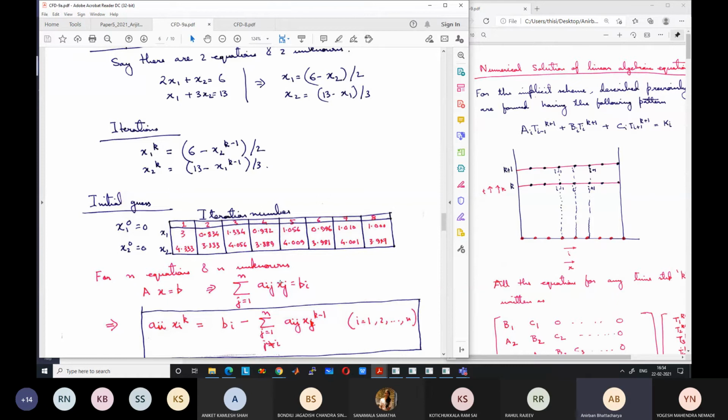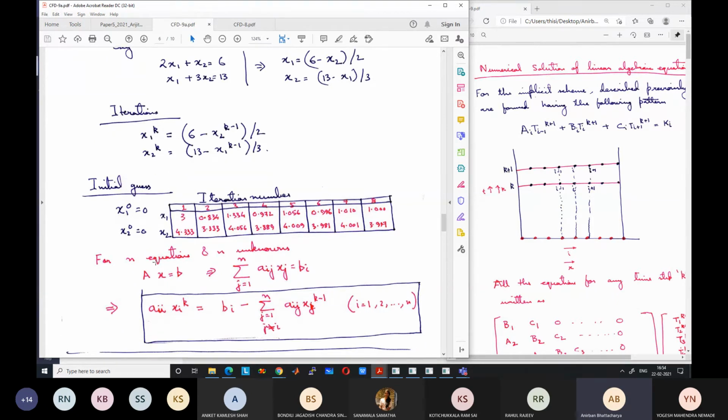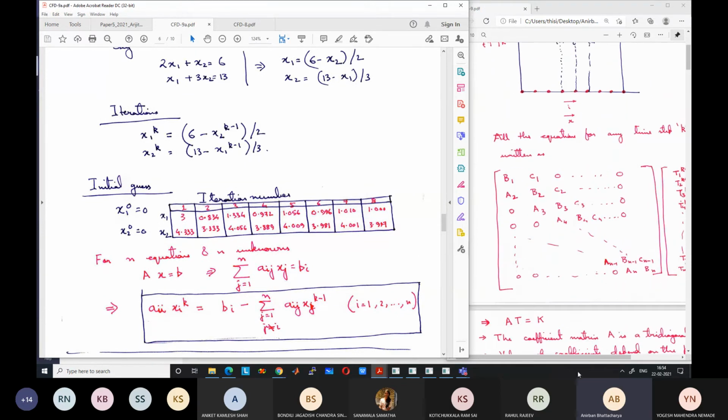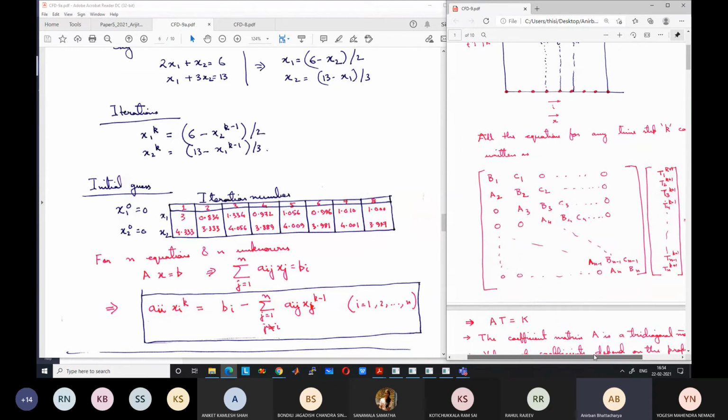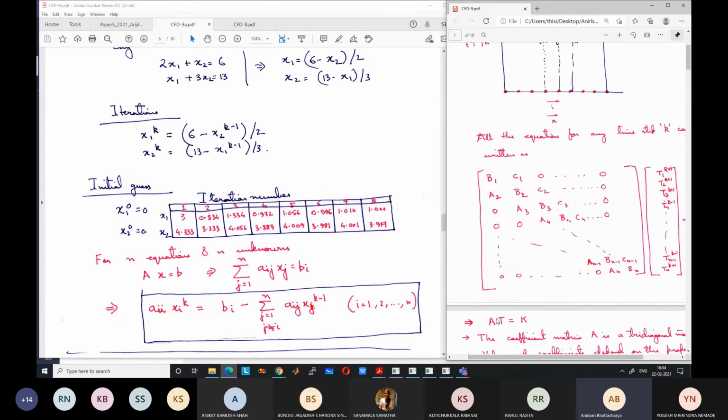Okay, so for n equations and n unknowns, these n equations can be represented. We have already seen this. N equations can be represented in this form: Ax equal to b. A is the coefficient matrix, x is the vector of n unknowns, and b is the known vector, of this form.